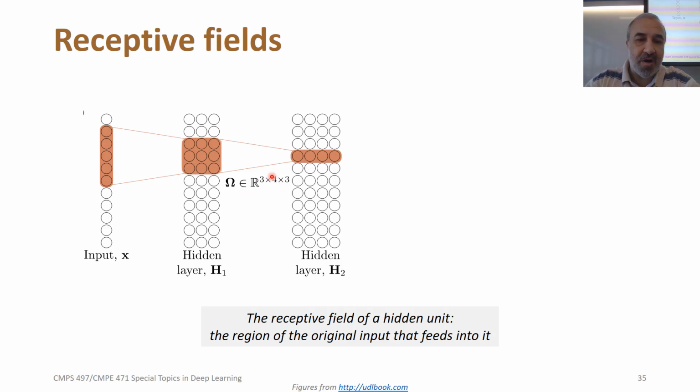Okay. Now let's add another layer. How do you interpret these numbers? How many channels do we have here? 4. How many channels do we have here? 3. So 3 by 4 by 3. What is that 3? The kernel size. So this is the weight matrix. The weight matrix has all the weights. So this is the kernel size.